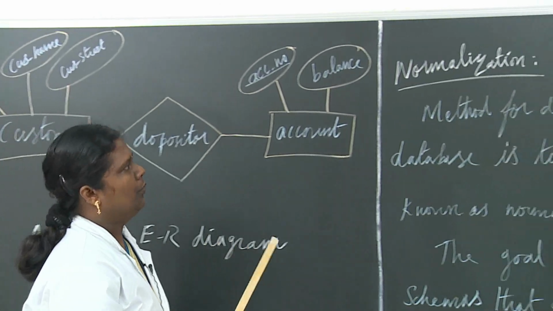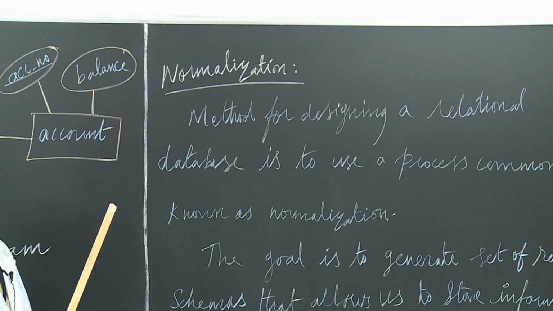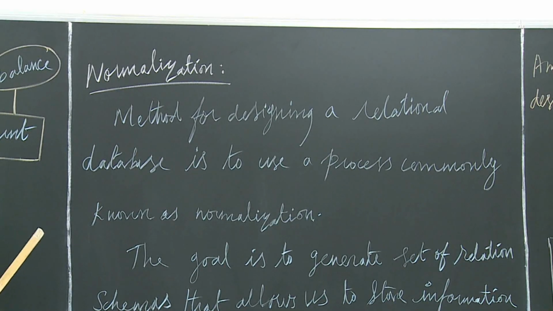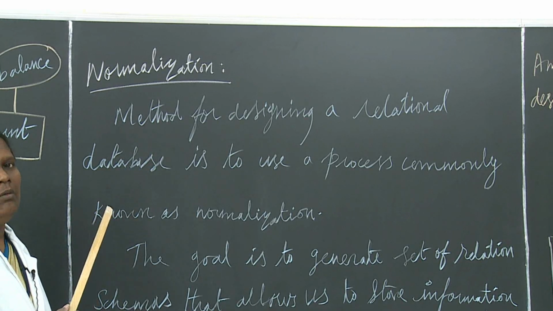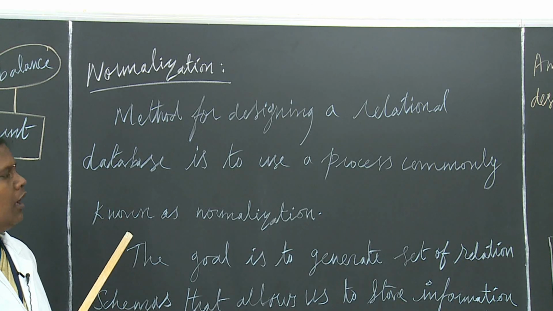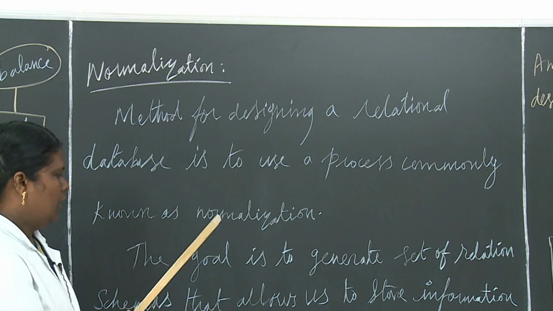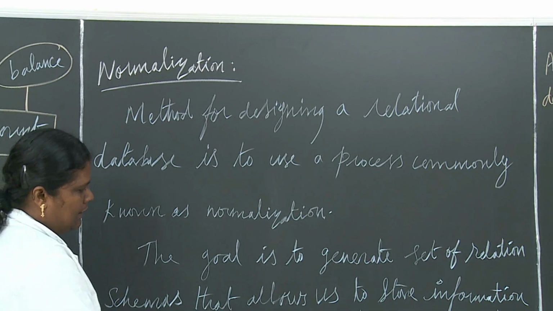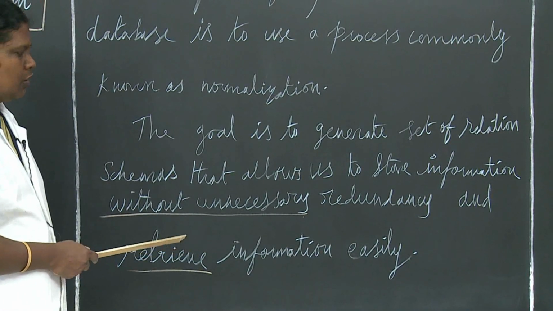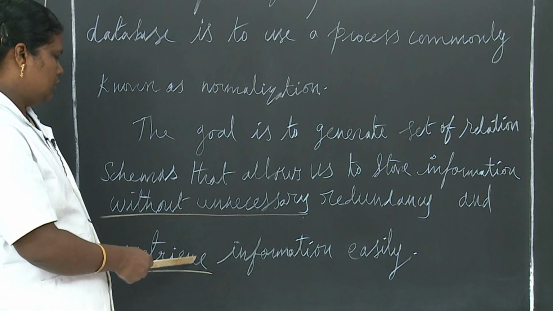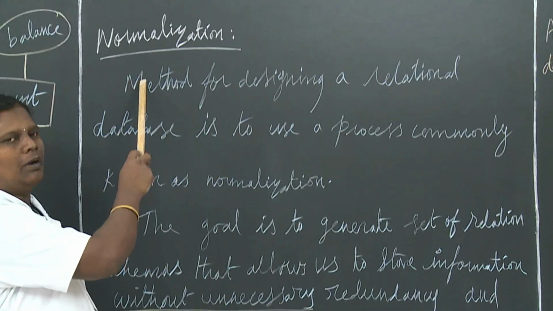The next topic is normalization. Normalization is one of the methods to design the database without redundancies. Redundancy means the amount of duplicate data stored in the database. So while designing the database, you need to consider some points, like avoiding unnecessary redundancy as well as easier retrieval of information. Based on these two constraints, the database is designed. That is known as the normalization process.